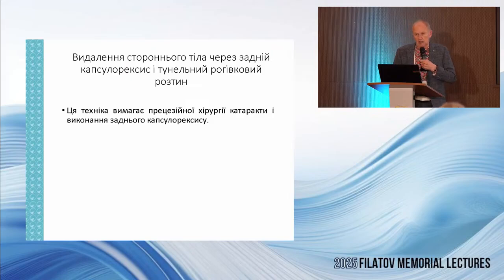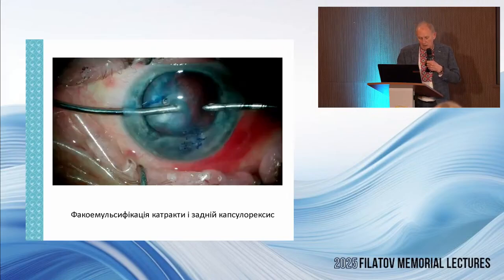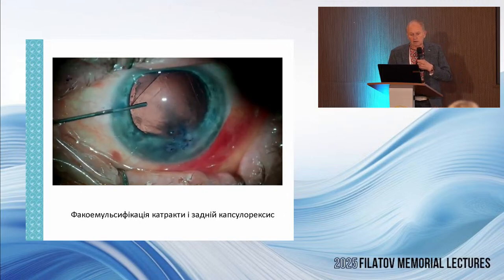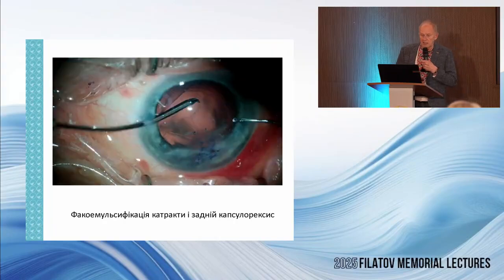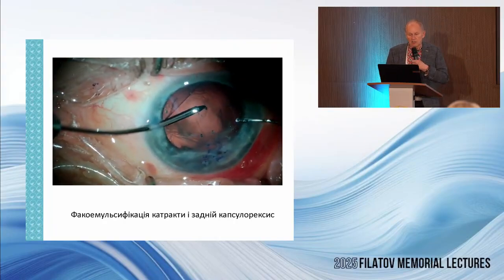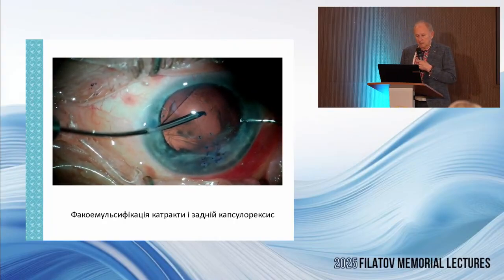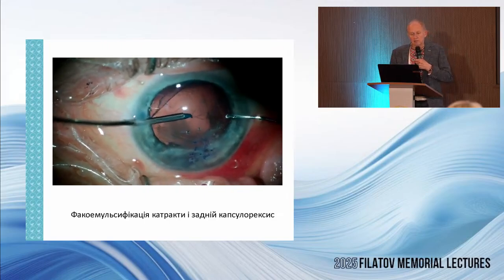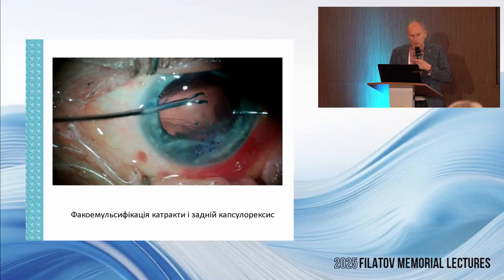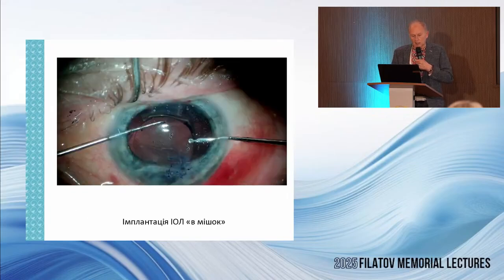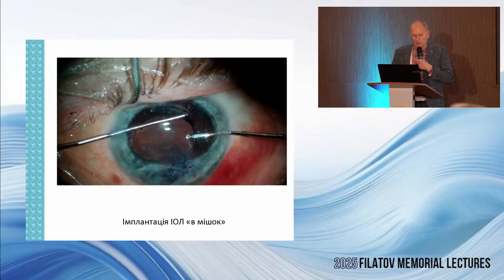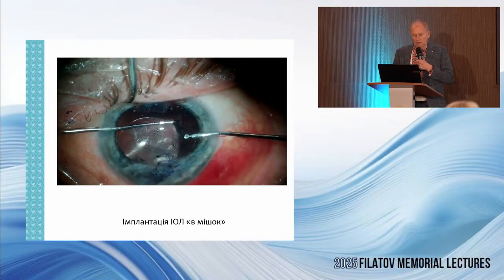This technique requires precision surgery of cataract and conduction of posterior capsulorhexis. Therefore, this is important. In this case, the rupture of the posterior capsule has been reported. Therefore, continuous capsulorhexis is required. After this, how exactly can the lens be returned to the sac, to the bag?